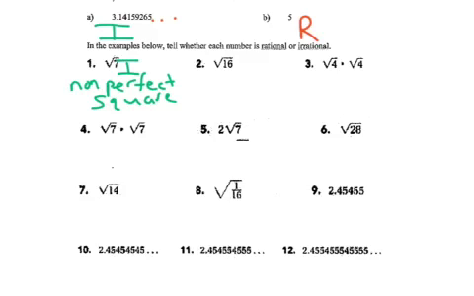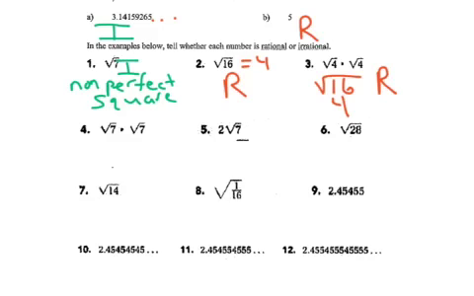The square root of 16 is 4. That is rational because it's a perfect square. It's also just a whole number. If I have the square root of 4 times the square root of 4, well, you know that 4 times 4 is 16, and the square root of 16 is just 4. Since 4 is a whole number and it terminates, it is rational.